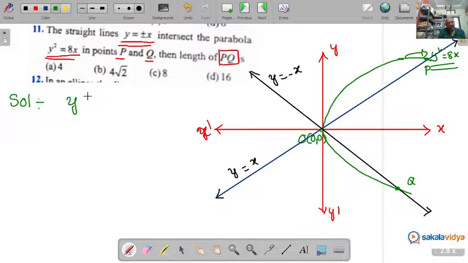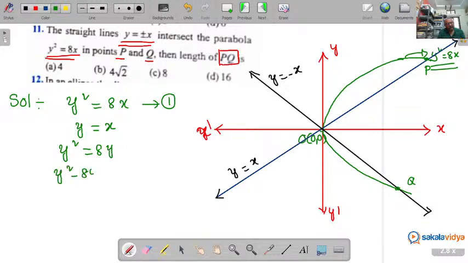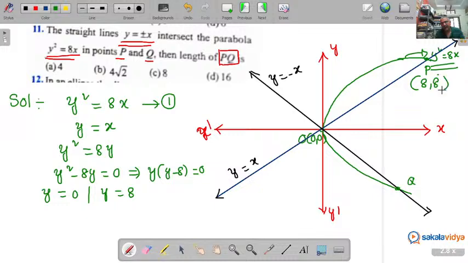y squared equals 8x, say equation 1. First substitute y equals x, or x equals y. So y squared equals 8y, so y squared minus 8y equals 0. Taking y common, y into y minus 8, so y equals 0 and y equals 8. So for y equals x, the coordinates of P are 8 comma 8.